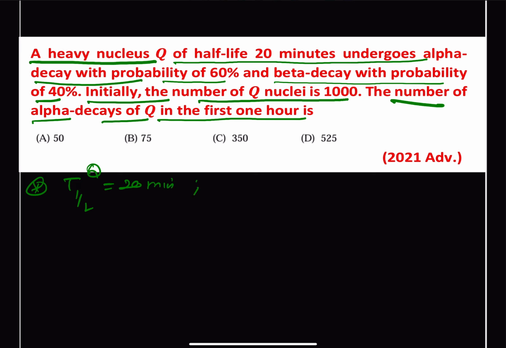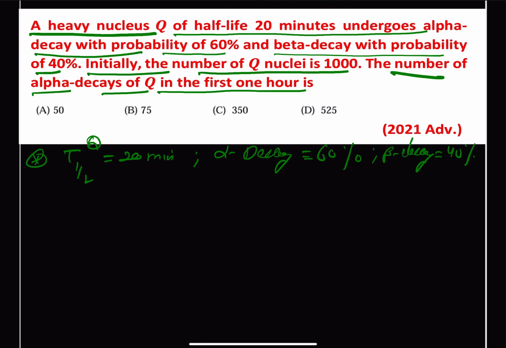and alpha decay probability is given to us as 60%, and beta decay is given as 40%. The time interval is 1 hour. So we can say T is equal to 1 hour, or we can write this as 60 minutes.